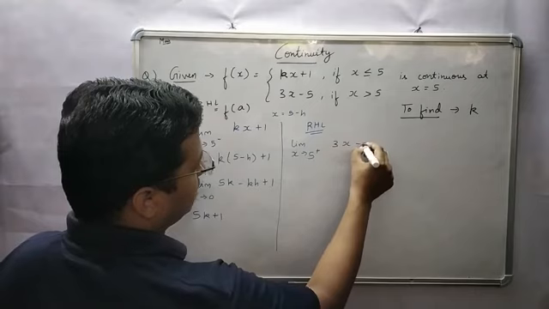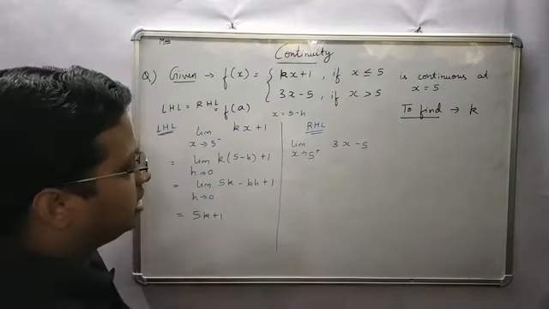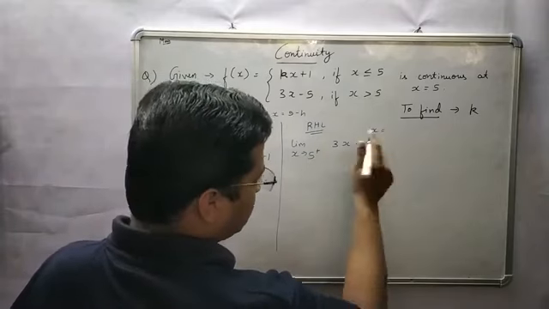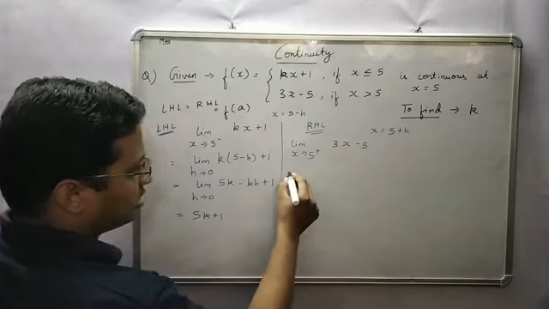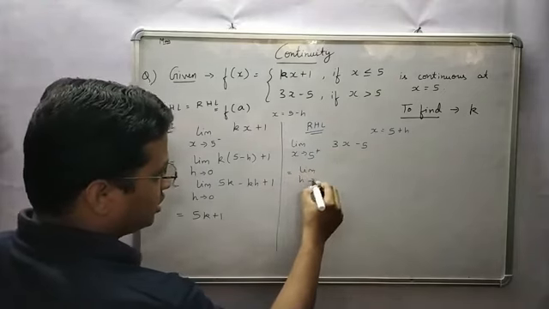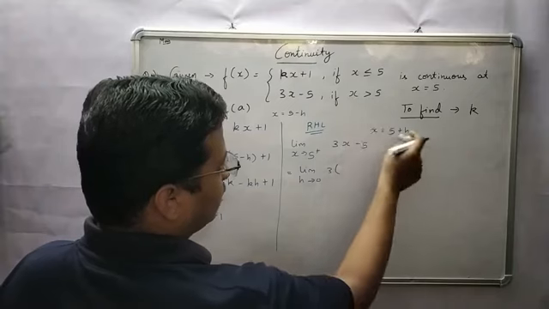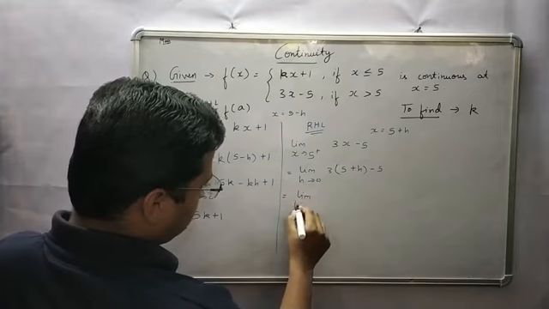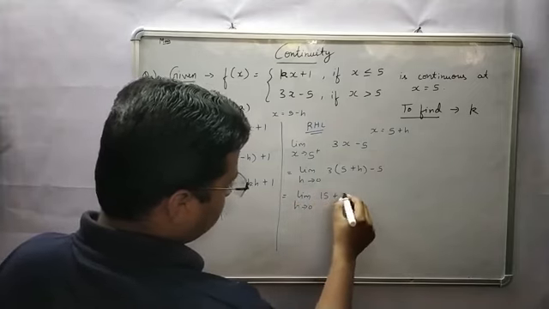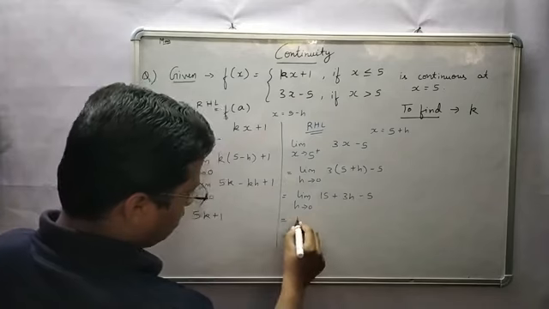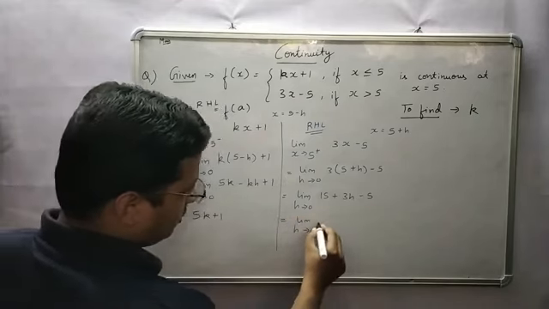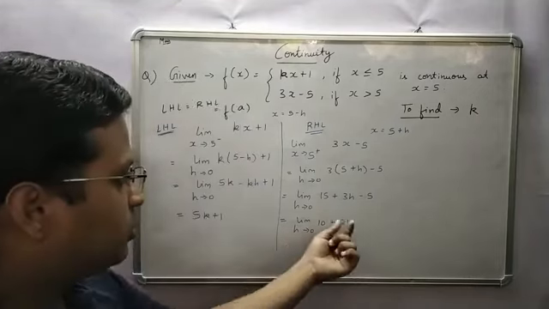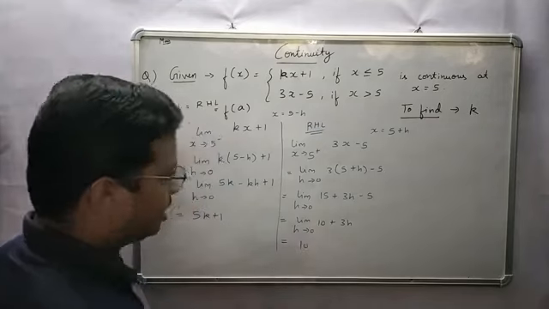So 3x minus 5. And while solving RHL, what we do is we put x is equal to point plus h. So 5 plus h, let us put that. So this will become limit h tends to 0, 3 times, instead of x, 5 plus h minus 5. So limit h tends to 0, 15 plus 3h minus 5. So limit h tends to 0, this is 10 plus 3h. If I substitute h is equal to 0 here now, the value will be 10.